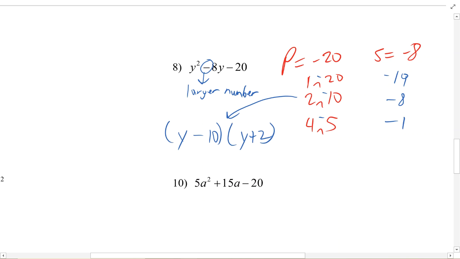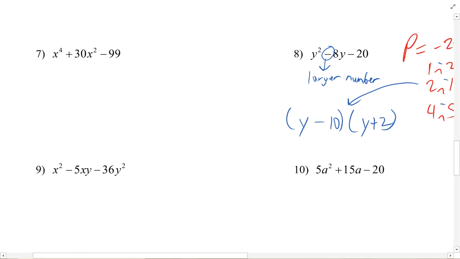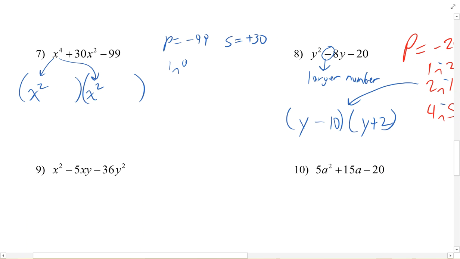And of course, they could be in a different order. Next one. So now we're going to go back here. x to the 4th, that breaks down how? That breaks down into x squared and x squared. Okay, so now our product equals -99 and our sum equals +30. This one's a little bit weird. So what are numbers that multiply to 99? 1 and 99, 2 doesn't work, 3 and 33.